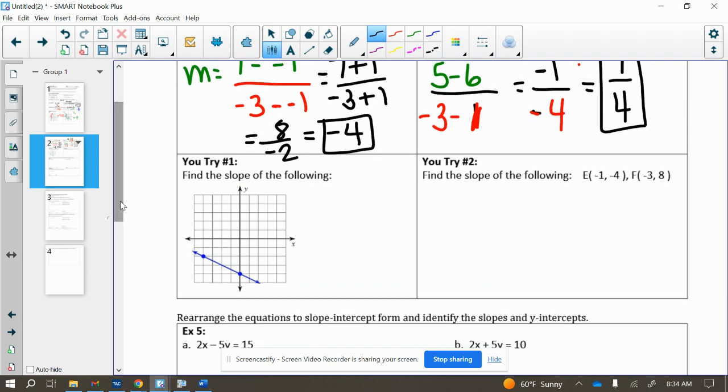We have 2 examples for you down below. Try the slope in number 1 graphically. And then again, take your values and use the slope formula to find y minus y over x minus x to get your slope.